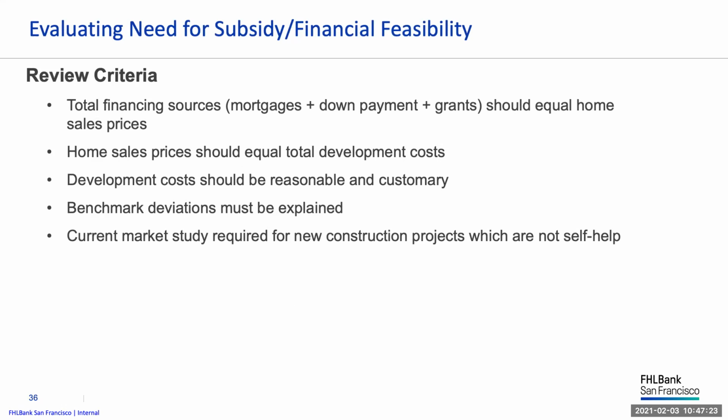In evaluating need for subsidy and financial feasibility for owner-occupied projects, some of the main items we look at are whether or not sources of funds for development equal the cost to build the home. If not, why is there a discrepancy? A difference can be a cause for ineligibility because having too many sources means the project doesn't demonstrate a need for some or all of the AHP.